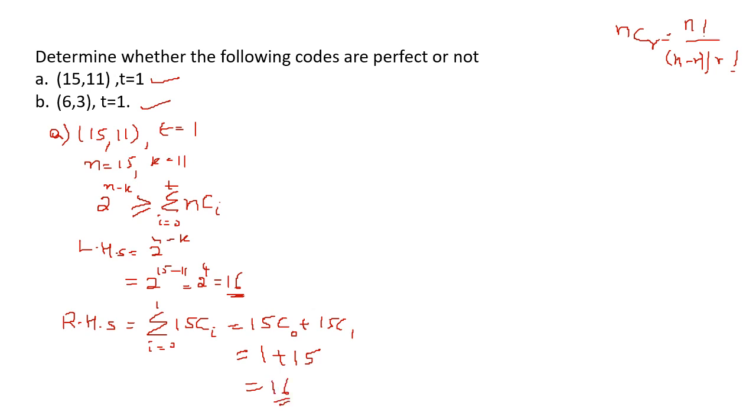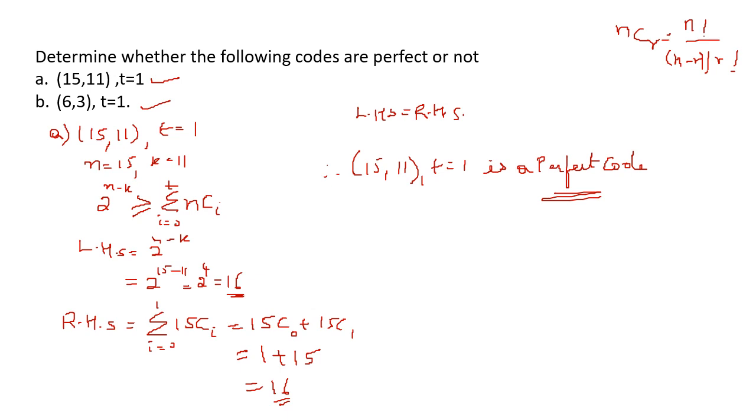If you see here, the left hand side of the equation is equal to the right hand side of the equation. Therefore we can say that (15, 11) with t equal to 1 is a perfect code. So the first question is verified. Next we'll see the second question.